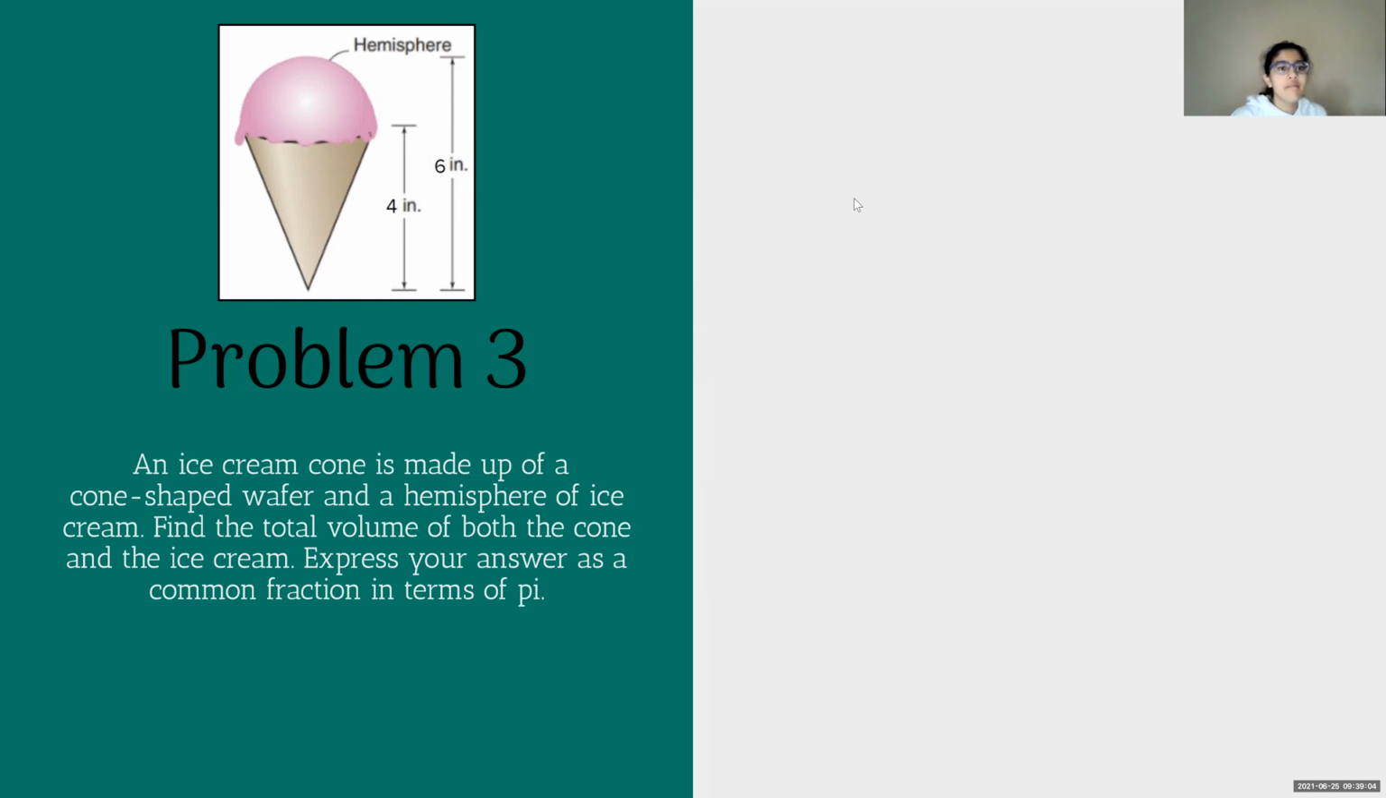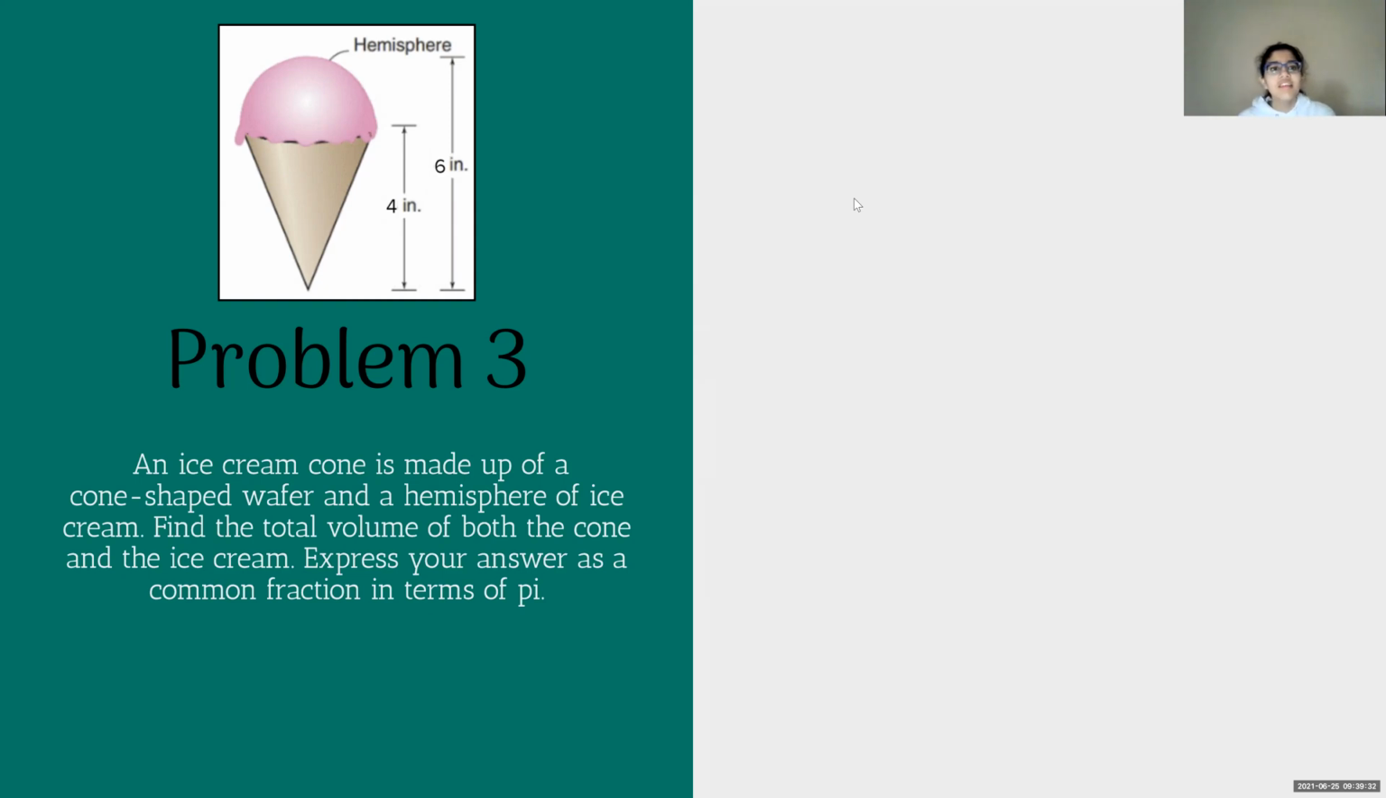Okay, so problem number 3. An ice cream cone is made up of a cone-shaped wafer and a hemisphere of ice cream. Find the total volume of both the cone and the ice cream. Express your answer as a common fraction in terms of pi. A lot of people had problems with finding the radius, so they left this blank. And just as a hint, the hemisphere has a height that is equal to the radius.